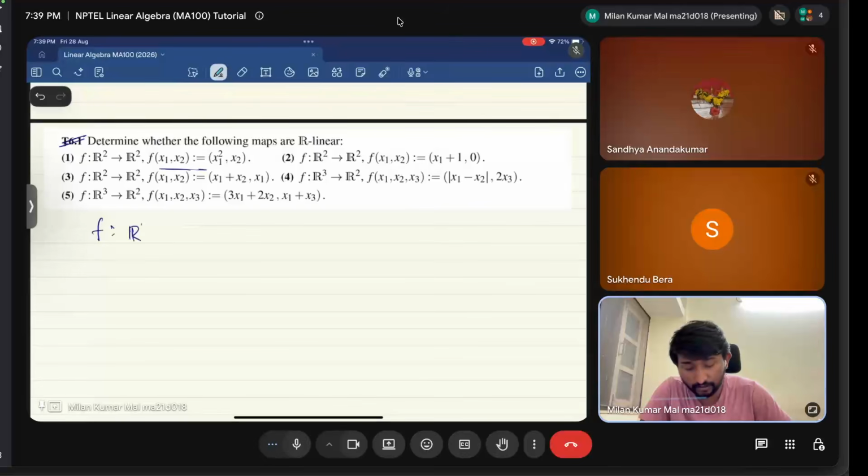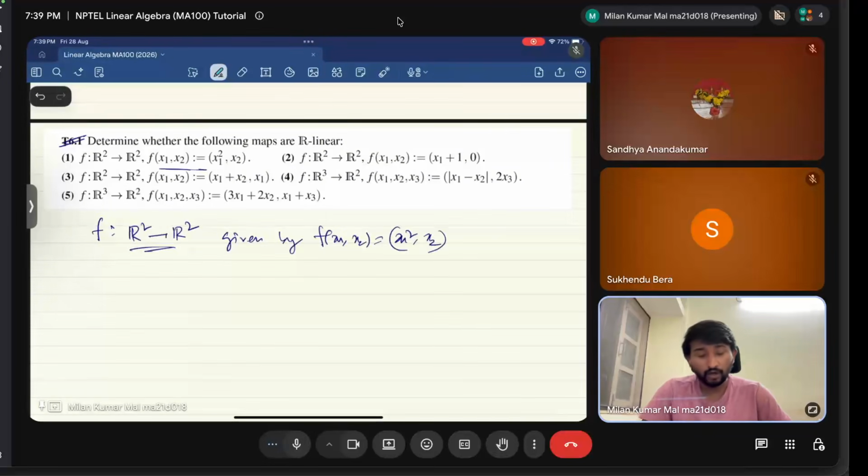F is the map from R square to R square, given by f of x1, x2 is equal to x1 square, x2. Whether this map is linear or not. Here is a golden rule: whenever you have a square, there is a very high chance that the map is not linear. Let's see why I am saying this.